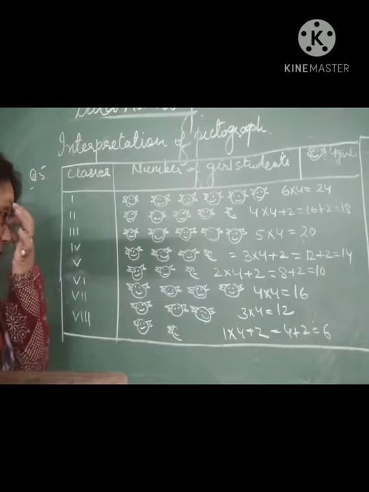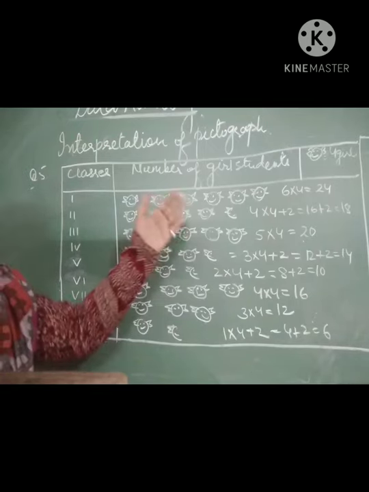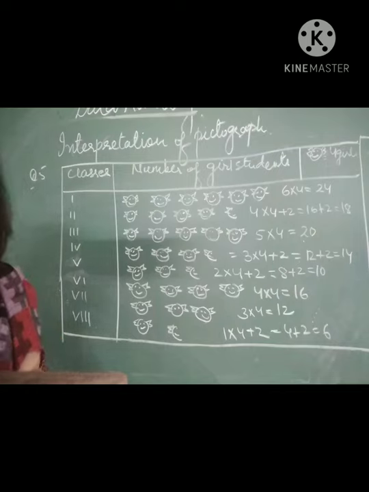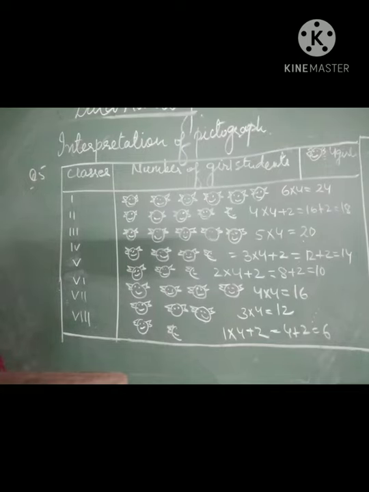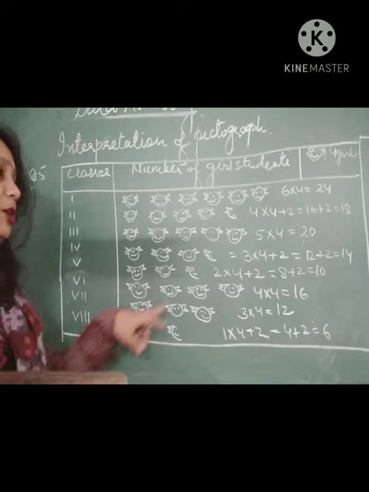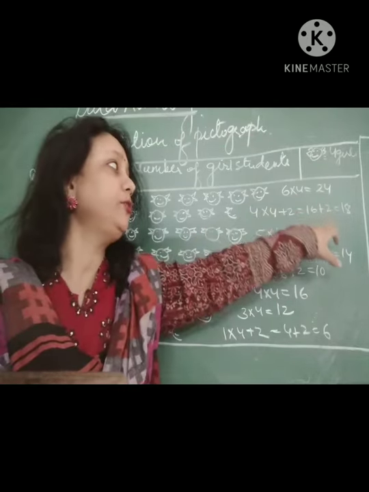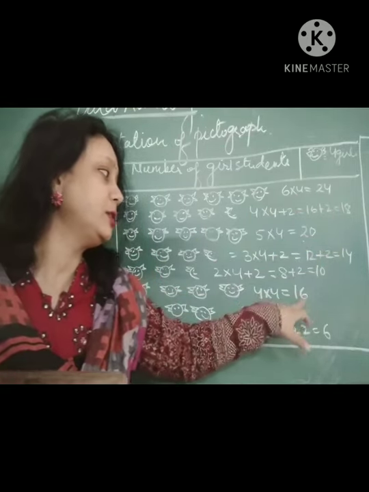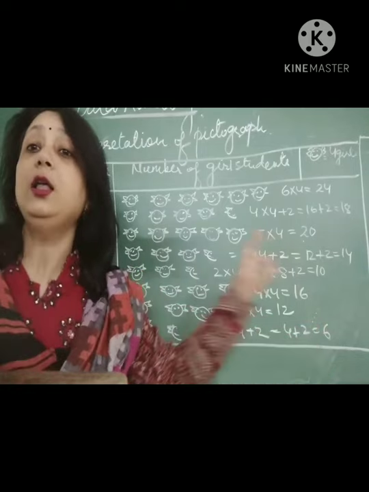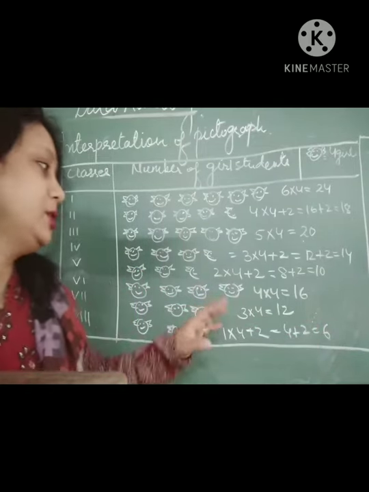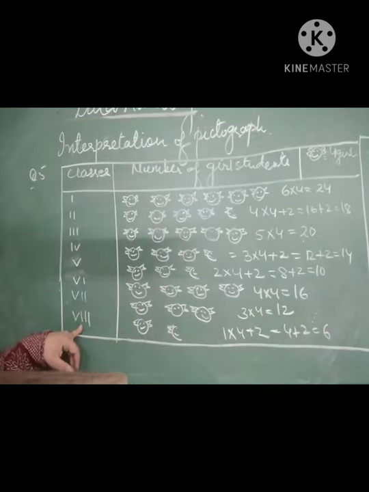So what we have got here is the number of girl students in different classes. So we have to answer some questions. Which class has the minimum number of girl students? Here we have to find the minimum number of girl students: 24, 18, 20, 14, 10, 16, 12 and 6. The minimum number of girl students is 6. In which class? In class 8.